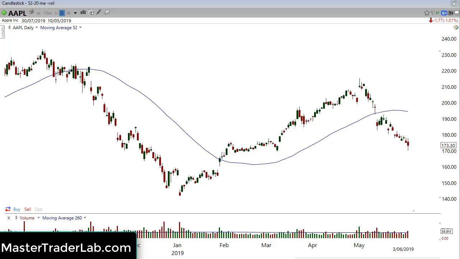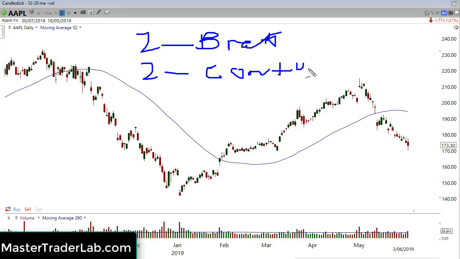All right, so we have one, a breakaway gap. Two, a continuation gap. The breakaway gap generally happens at the start of a move. A continuation gap happens in the middle of the move. And number three, an exhaustion gap. This happens after the market has been moving in that direction for quite some time. So one, a breakaway gap. Two, a continuation gap. Three, an exhaustion gap.